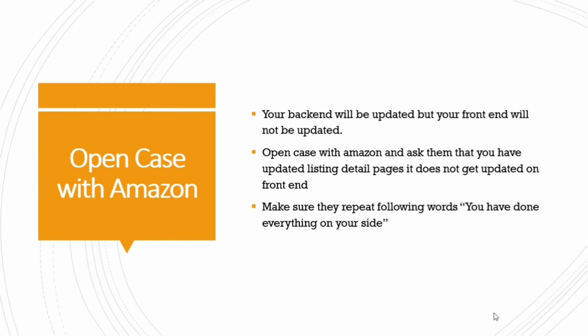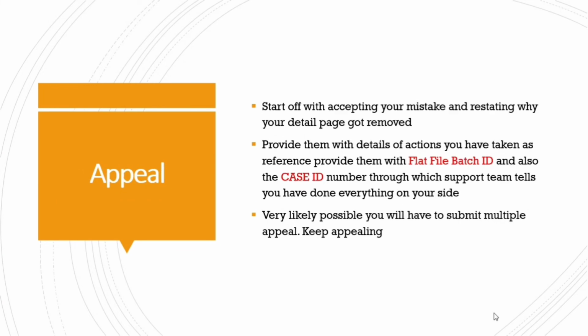But you need to open a case and have any of the support members say that you have done everything on your side and the rest is on Amazon side, and that they are doing it and they will update you soon. So once you have them say those words, you need to copy the case ID number, because this is the case ID number that you will be using in the appeal section with Amazon. And the next step is obviously to make an appeal.